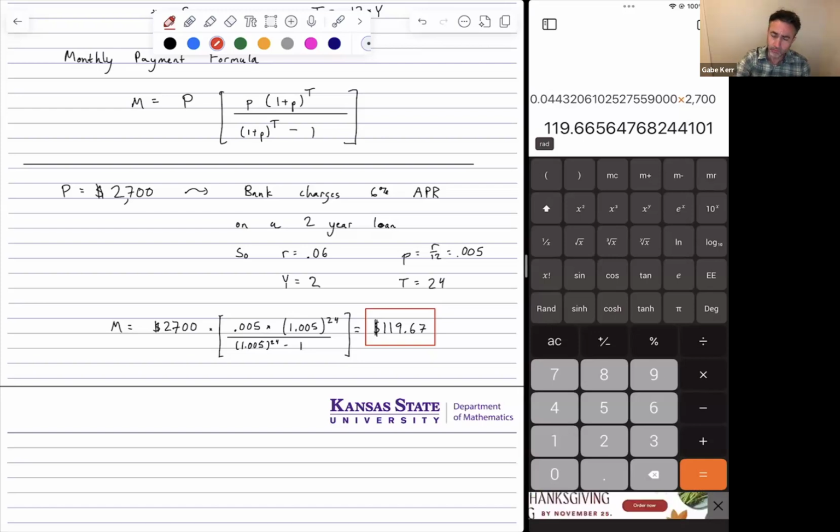Now, of course, there are a lot of good apps out there that will allow you to do this without having to struggle with the formulas, right? So let's go ahead and take a look. So I did a search of a few apps, but they're all sort of similar.